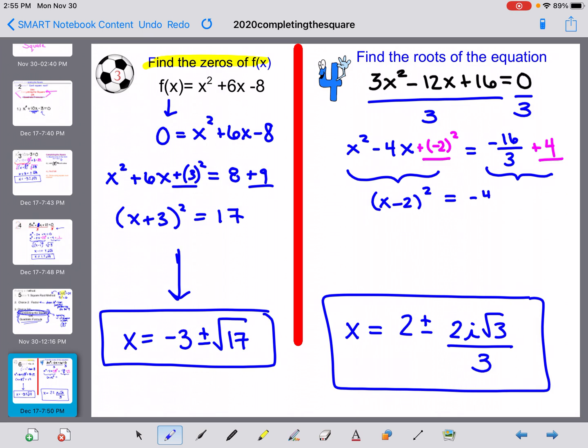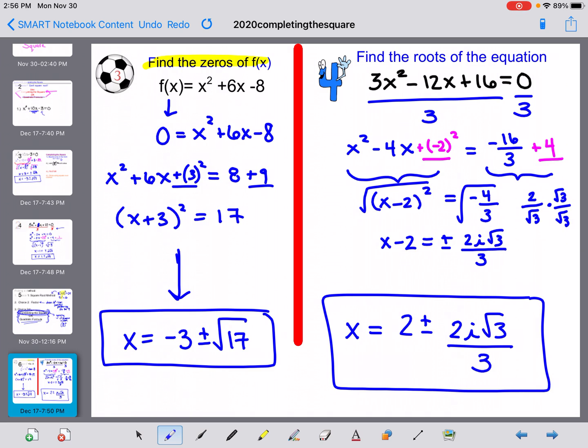Again, I would leave it as an improper fraction because this is going to make it easier to do the square root method. So square root, plus or minus the square root of negative 4/3. It's going to be imaginary. Take the square root of the top, that's going to be 2. Take the square root of the bottom, that's going to be root 3. And then you have to rationalize your denominator. So that's going to become 2 root 3 over 3. Then we stick the i in there. 2 root 3 over 3 with the i in there.